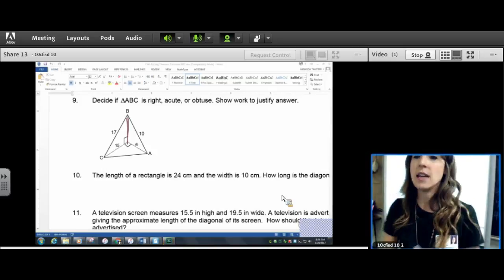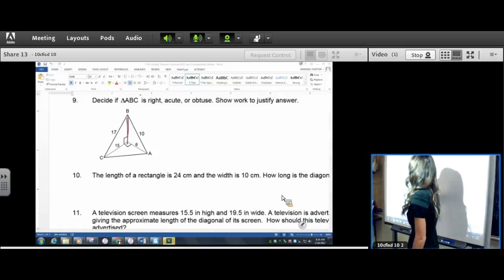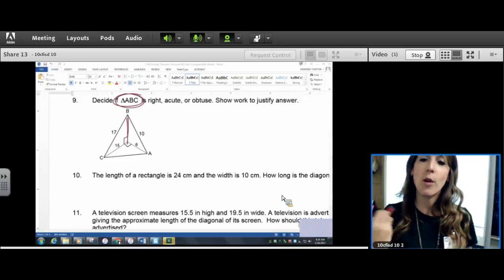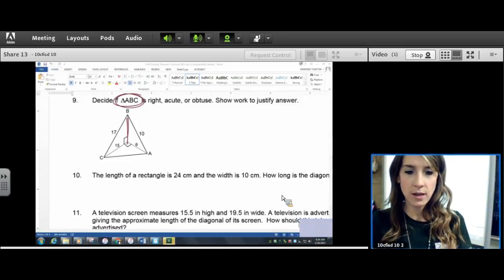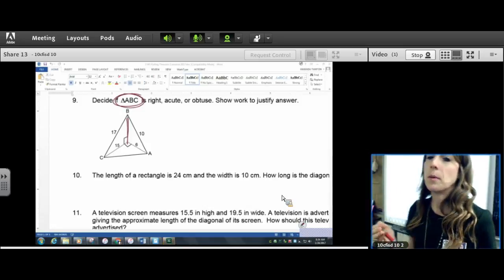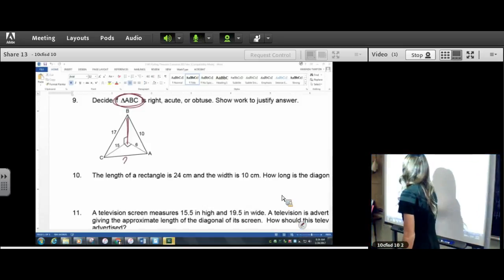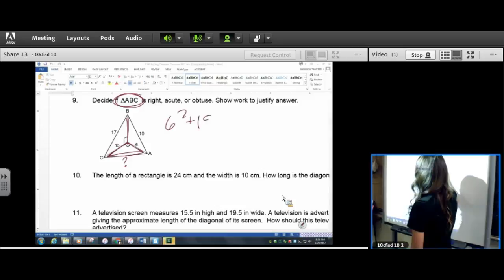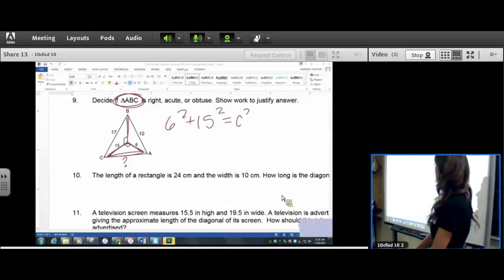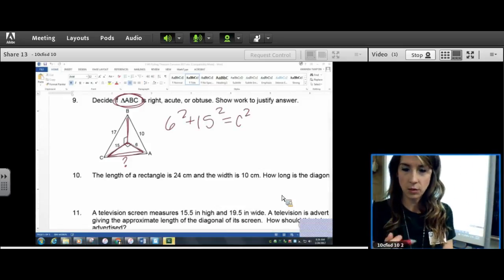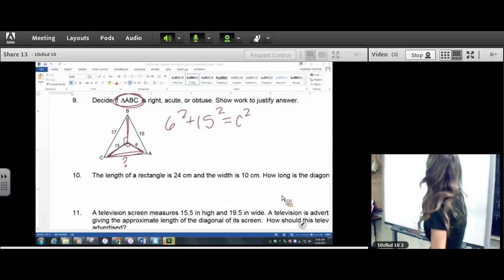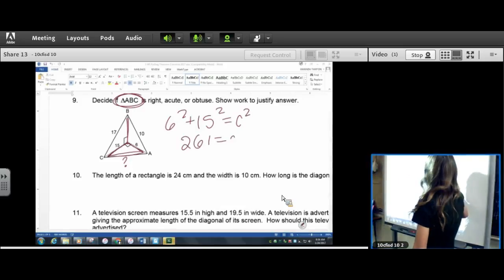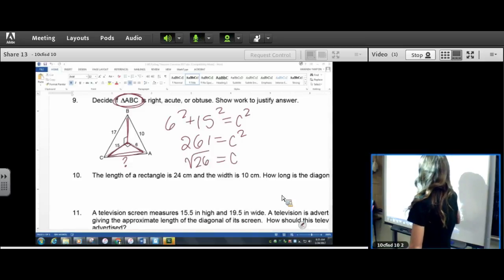What I do need is to know all the sides of triangle ABC. When I know all the sides, I can classify it. So what we're really looking for is this side right here. In order to find that side, we're going to use our knowledge of right triangles. And we know that in a right triangle, a squared plus b squared has no choice but to equal c squared. 261 equals c squared. C equals the square root of 261.